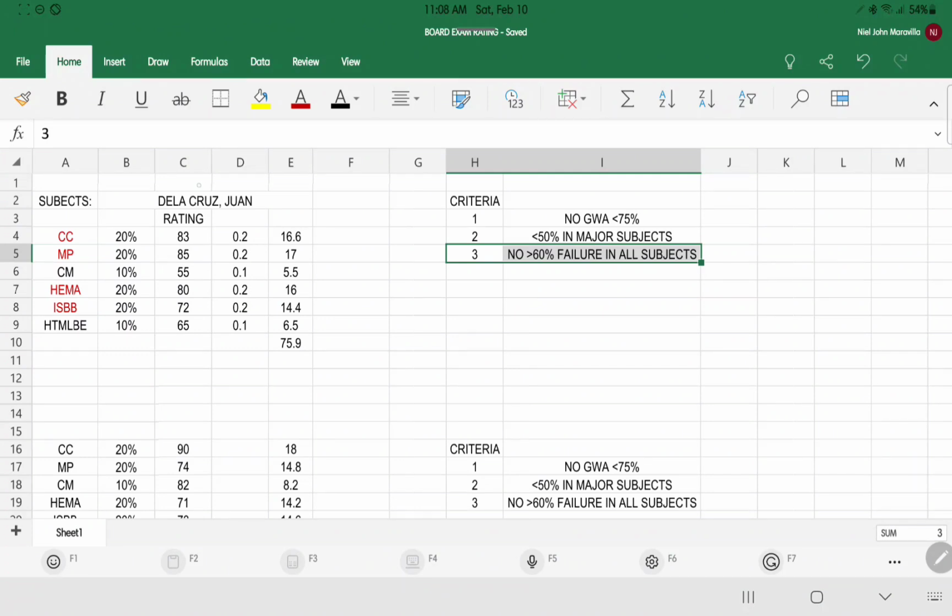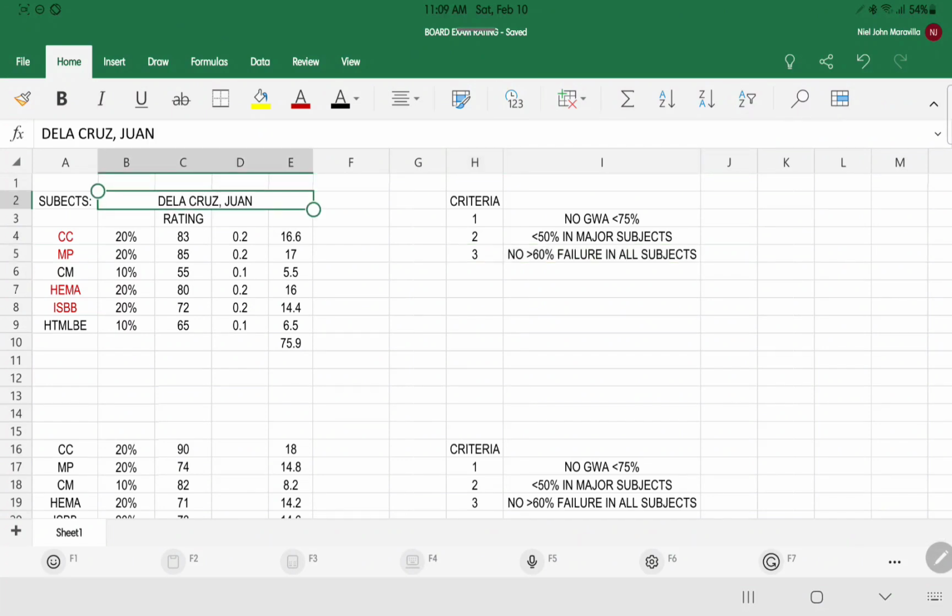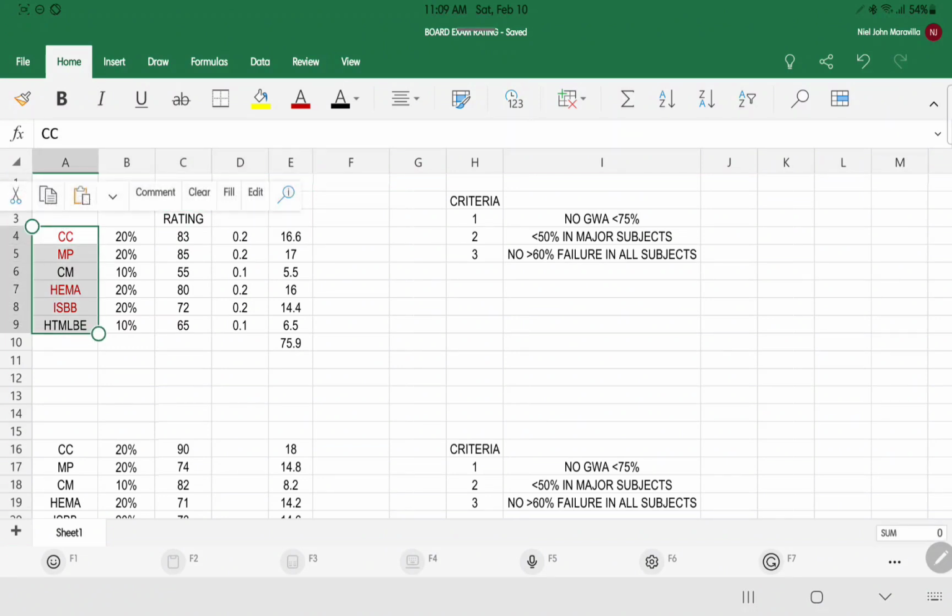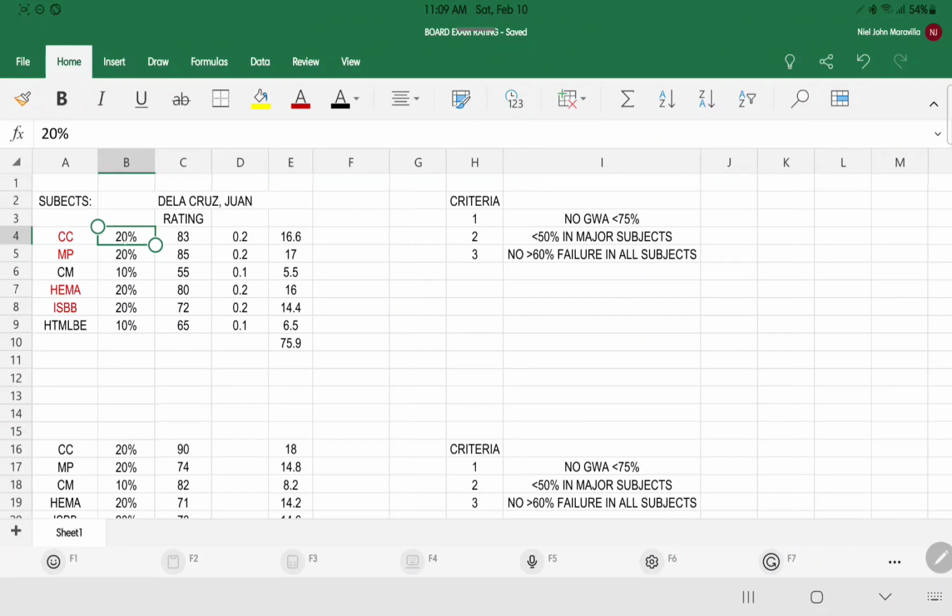We have here Juan De La Cruz, who took the exam. These are the subjects in the board exam, in the order you will take them. Day 1: CC, Micropara, and Clinical Microscopy. Day 2: Hema, ISBB, and HMLBE. Their weights are 20% for CC, 20% for Micropara, 10% for Clinical Microscopy, and so on. Please take a look at their weighted equivalents.